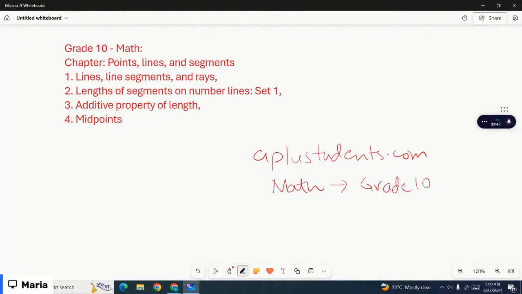Scroll down to grade 10 math and then click on view all lessons. There you can find a list of the chapters. You need to start with the chapter points, lines, and segments.